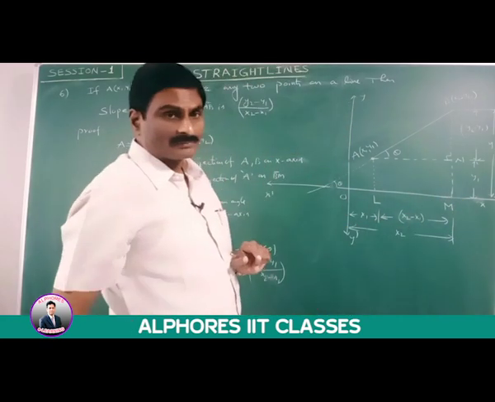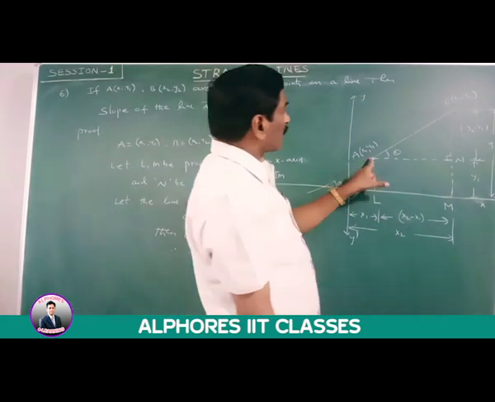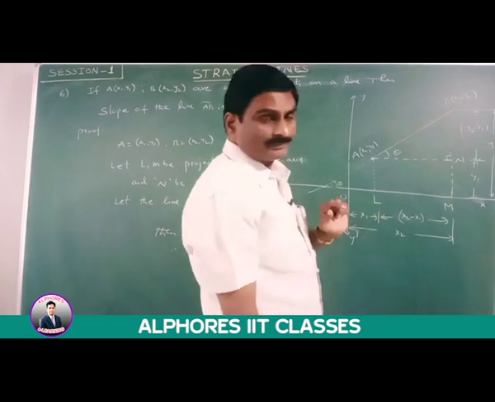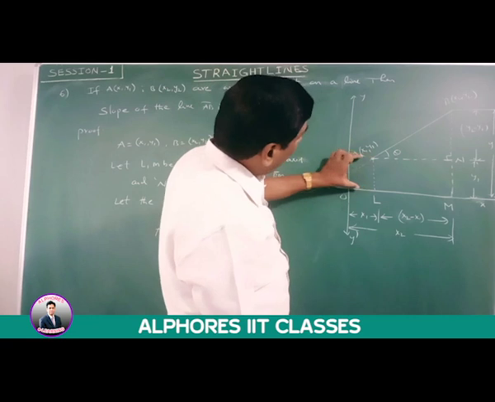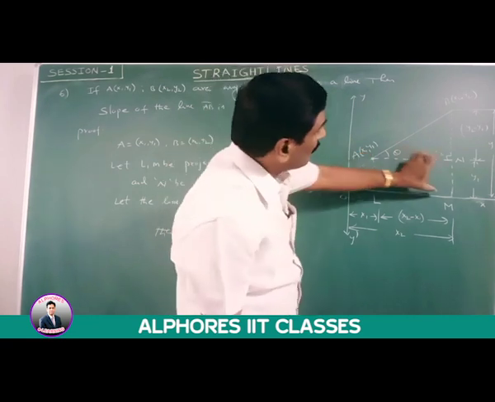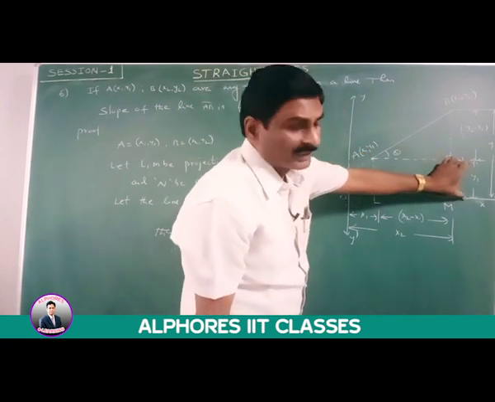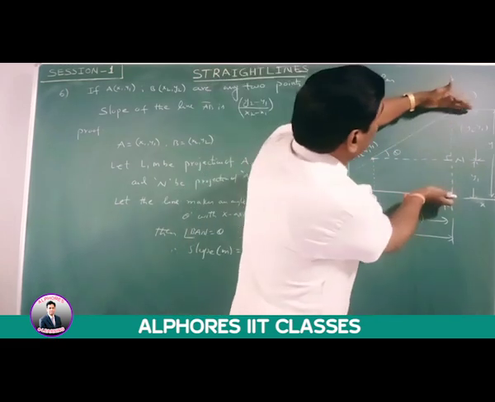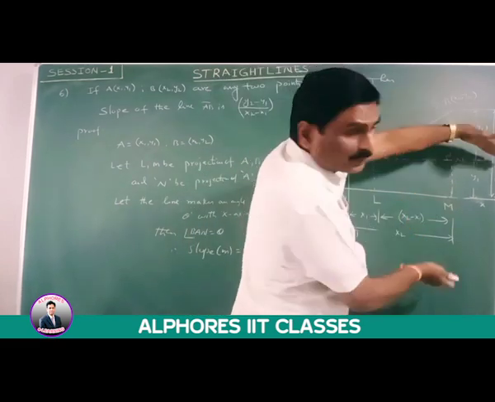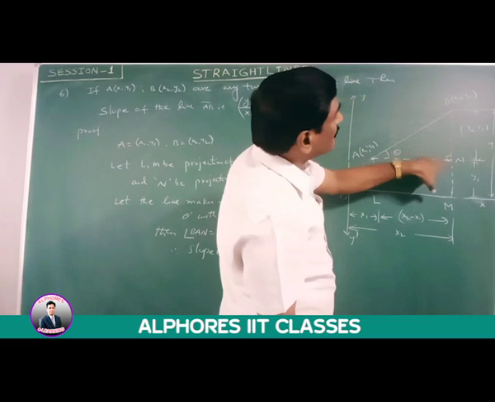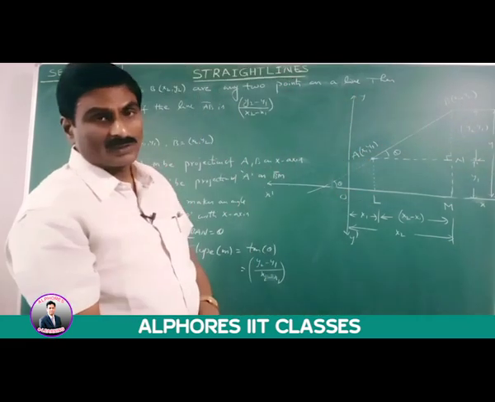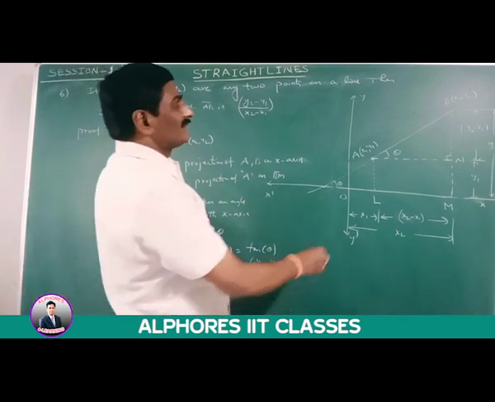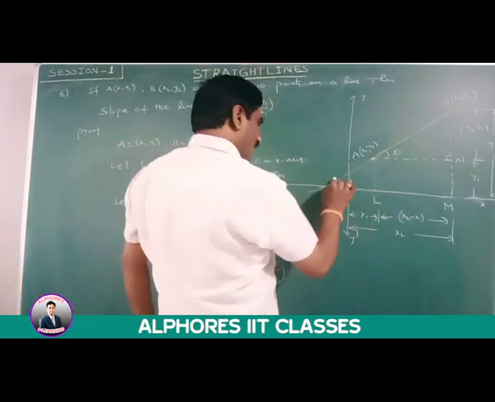Next, let N be the projection of A on the line BM. Here AL is nothing but the ordinate, that means y1. AL is equal to MN, which is equal to y1. At the same time, BM is equal to the ordinate of the point B, that is y2. So BN is equal to y2 minus y1. Please observe this value.